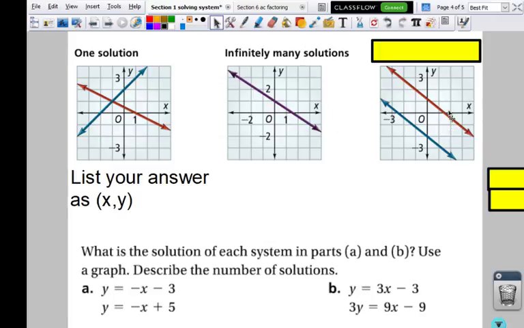And then our last thing, sometimes they never cross because they are parallel, which means we have no solution.